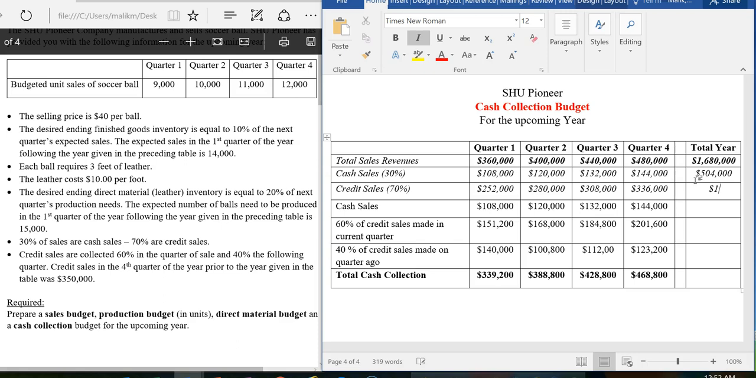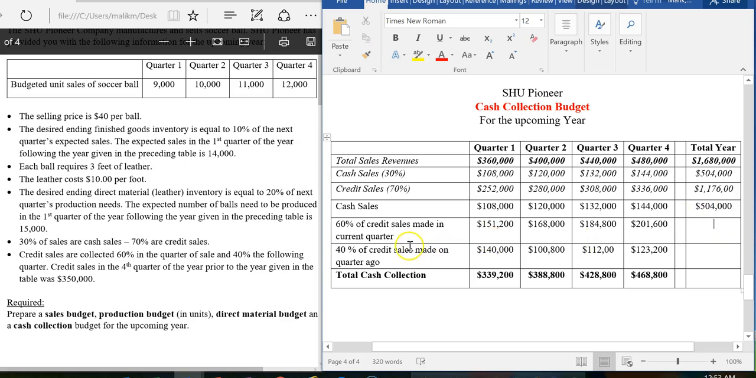Again, if you add all the credit sales, I got it. It's 1,176,000. 1,176,000. Right, now we will do the actual cash budget. So for cash sales, let's add these 4 quarters, we actually did it here, and it is 504,000. Right, this is our total cash sales.